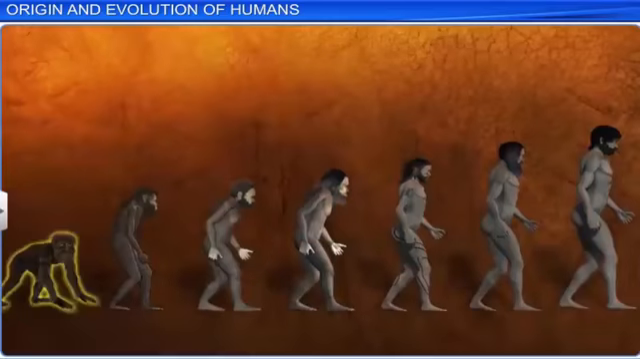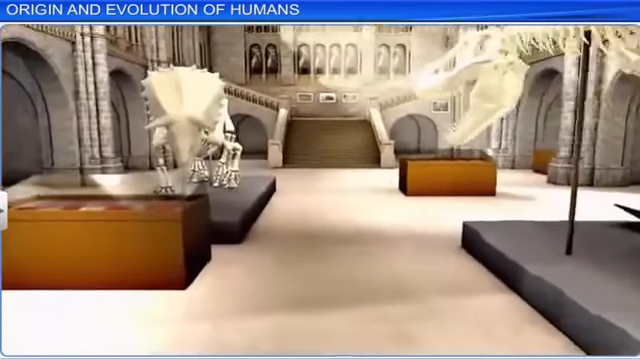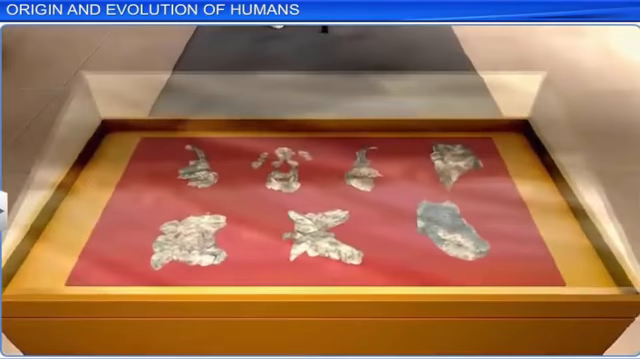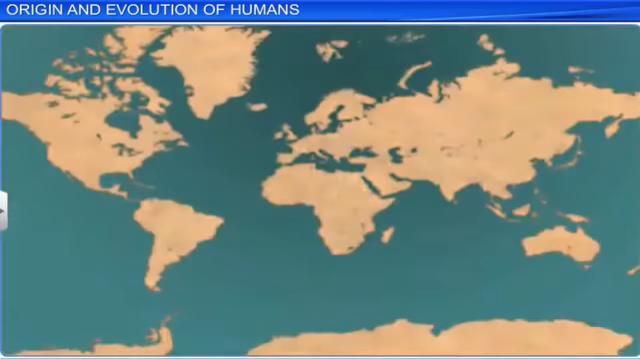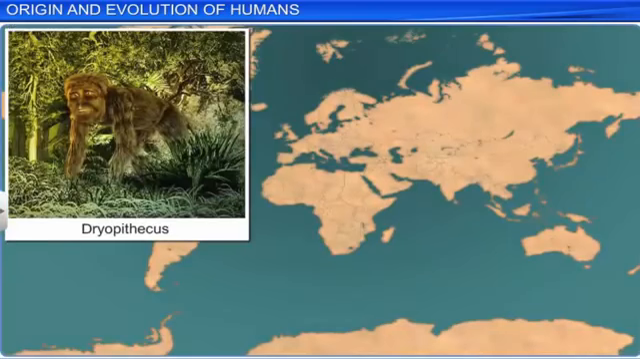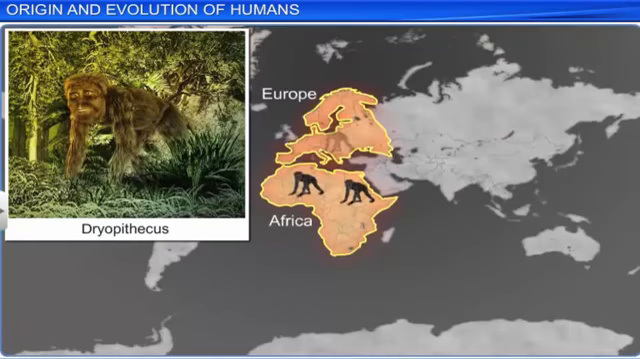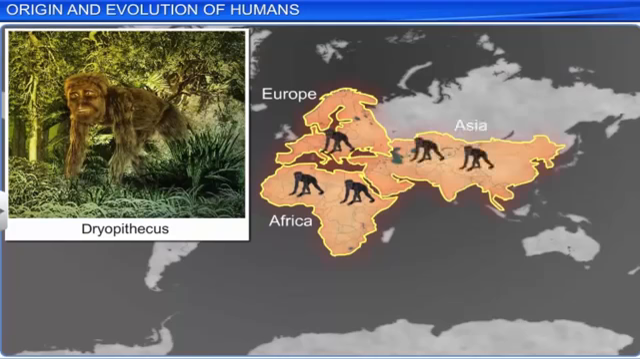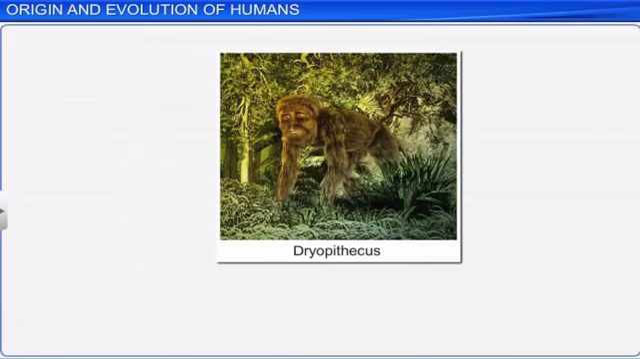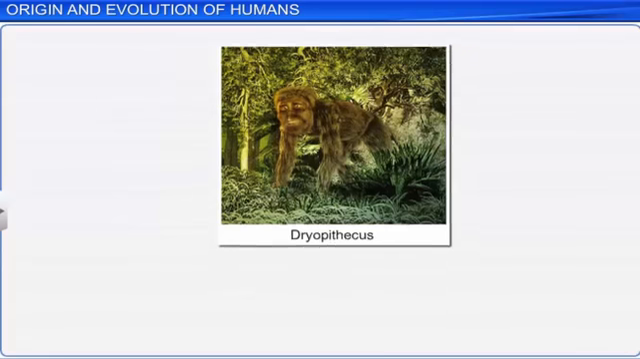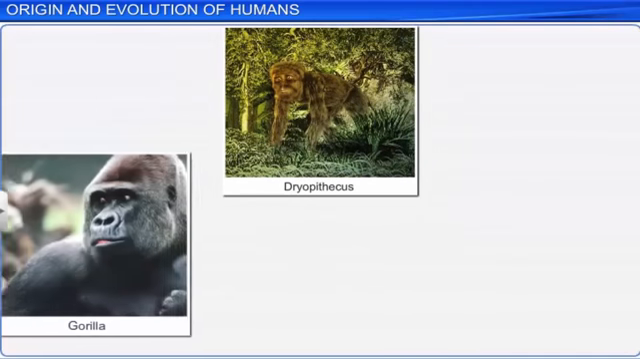The fossil evidence of the Upper Miocene epoch of the Cenozoic era show that around 25 million to 9 million years ago, Dryopithecus, a genus of ape, lived in Eastern Africa, Europe, and Asia. The term Dryopithecus means the oak tree ape in Greek. It is representative of the early members of the ape lineage, such as gorillas and chimpanzees.